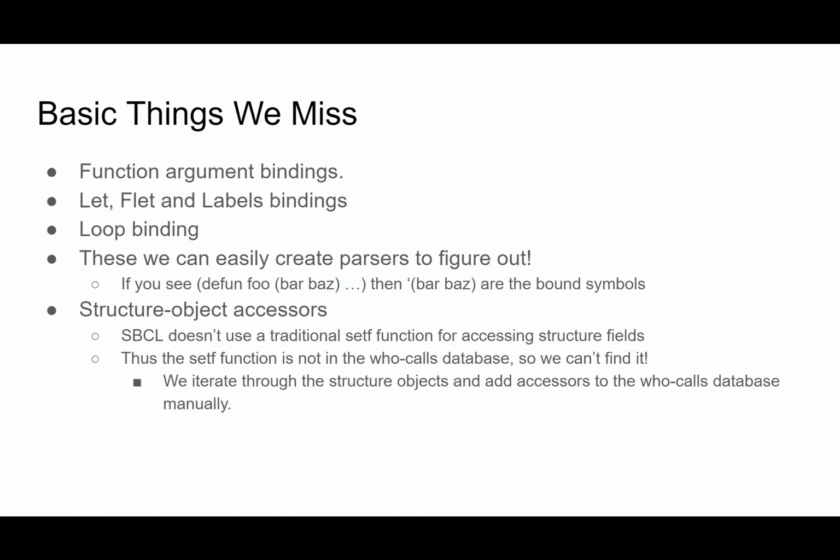But we miss many basic things, right? You miss function arguments and bindings. So if you have this function foo bar baz, you don't know that bar and baz are bound. It's not in the who-calls database. Like let bindings, if you have let foo tick bar, you don't know foo is being bound. Same thing for flattened labels. And loop bindings are, well, just silly. So you miss these.